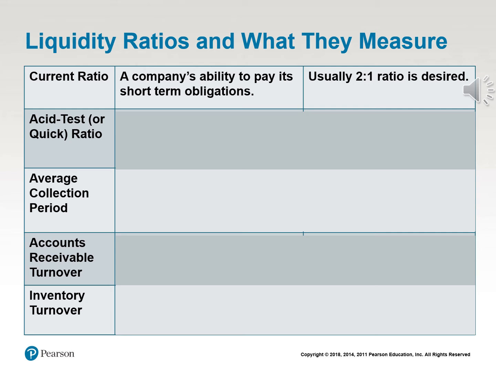The first one is the current ratio, and of course it measures liquidity. It tells us a company's ability to pay its short-term bills. It's usually expressed as a 2-to-1 ratio, or a something to 1 ratio. So it's expressed as a whole number, and 2-to-1 is generally thought of as a good current ratio.